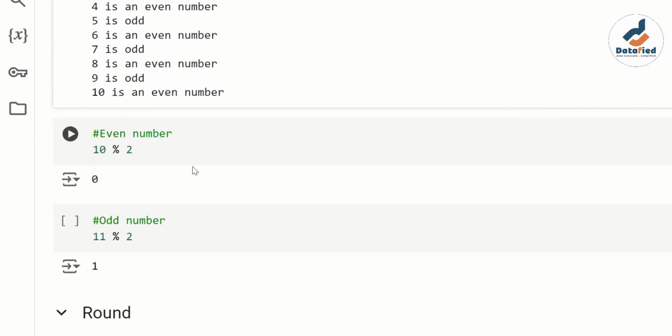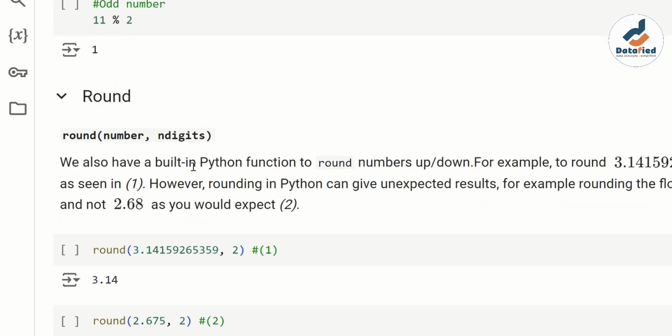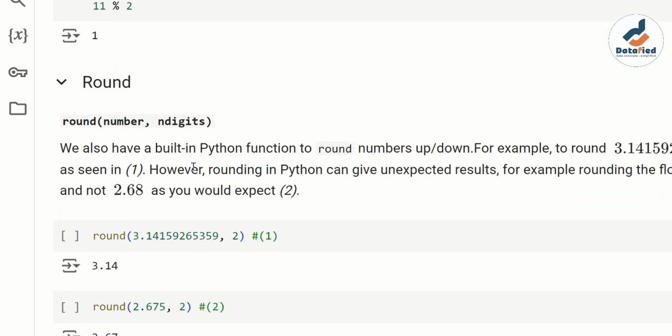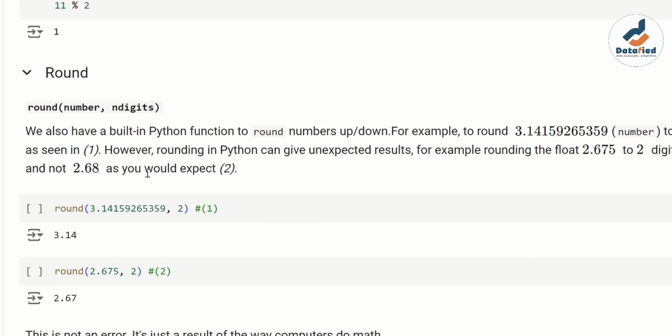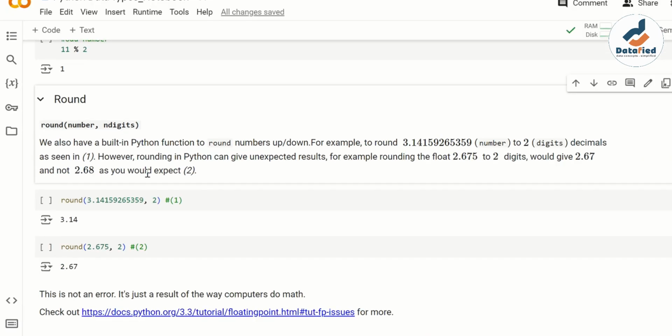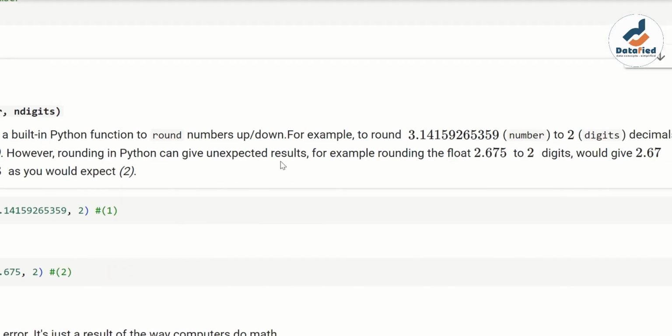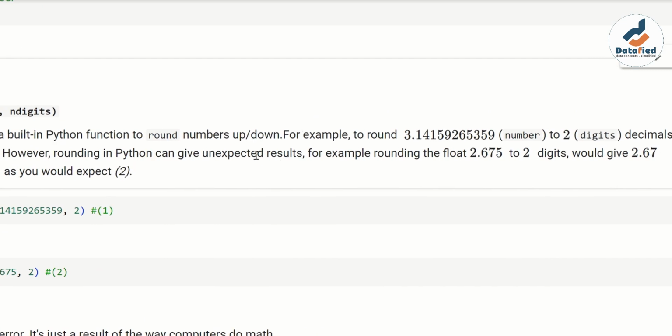Let's move on to the round function, the built-in function in Python. So how does round work? Round takes in two parameters, the number and the n digits, that is how many digits you want to round that given number to. It rounds numbers up or down.